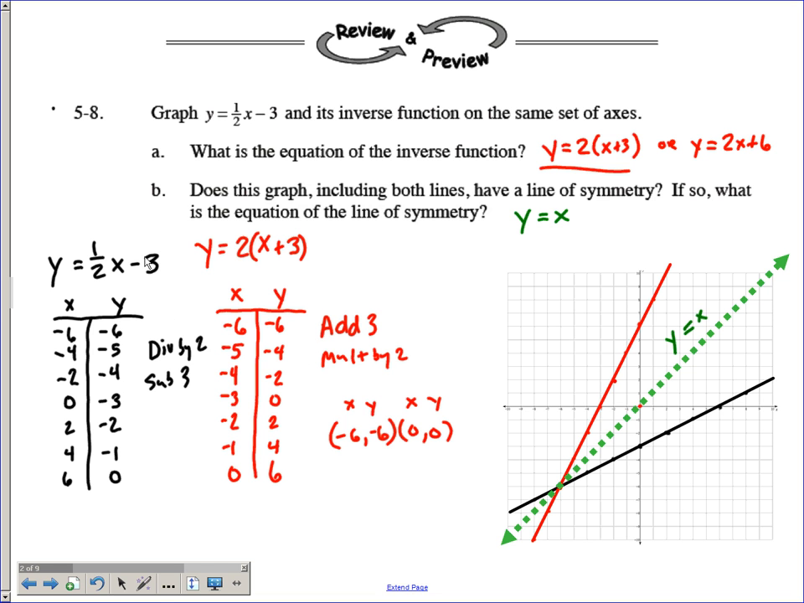So this is problem 5-8. Hopefully this helped you out a little bit. Remember, this is just the introduction to inverse functions as we move forward through chapter 5.